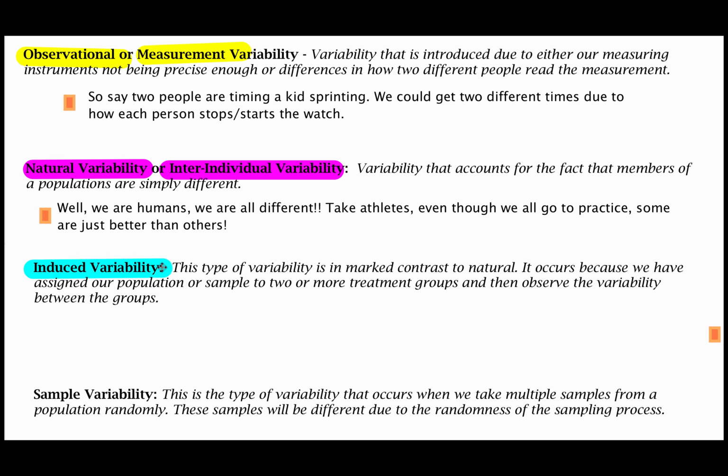Induced variability. This type of variability is in marked contrast to natural. It occurs because we have assigned our population or sample 2 or more treatment groups and then observe the variability between the groups. What does that mean?